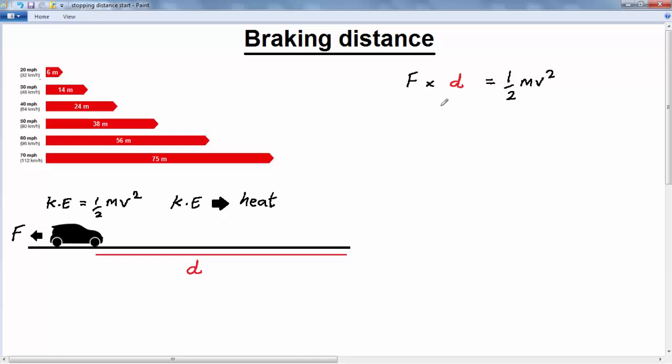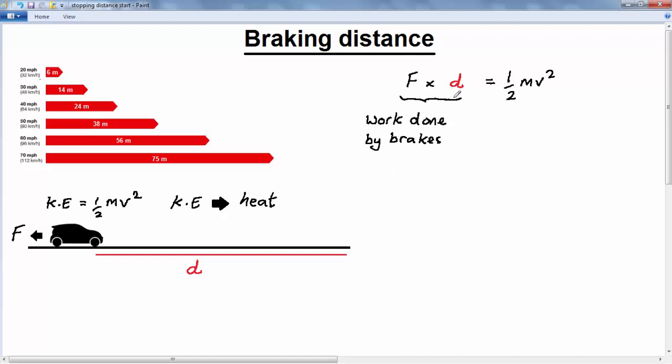By looking at this equation we can understand a bit more about what we mean by the braking distance. What we're saying is that this is the work done by the brakes in order to stop the car, in order to transfer this amount of kinetic energy into heat energy. In other words, in order to lose or get rid of this amount of kinetic energy.